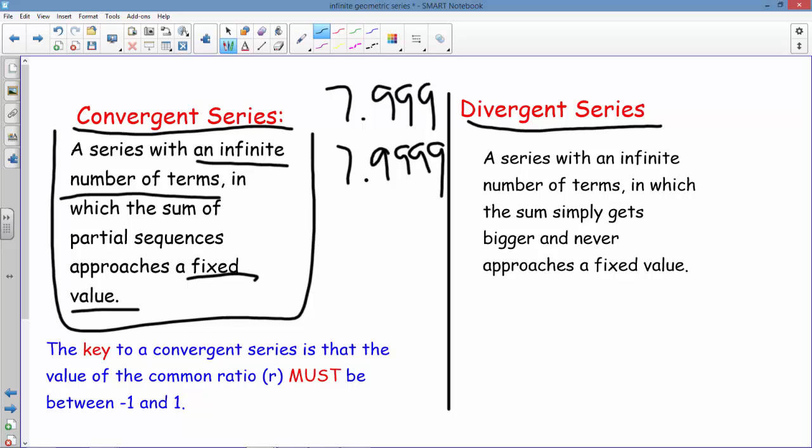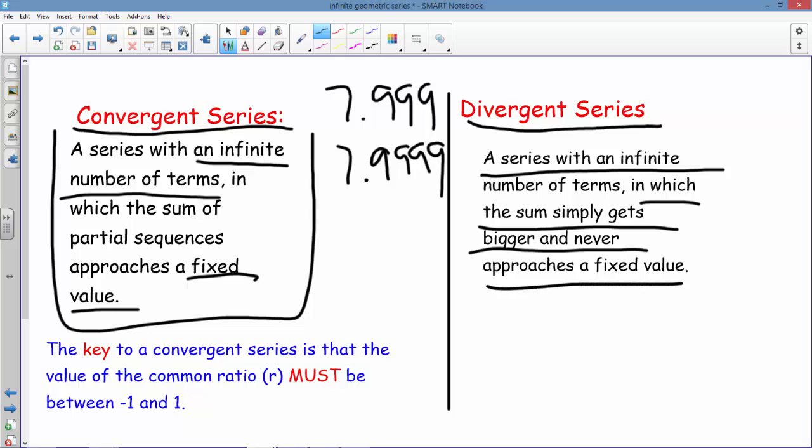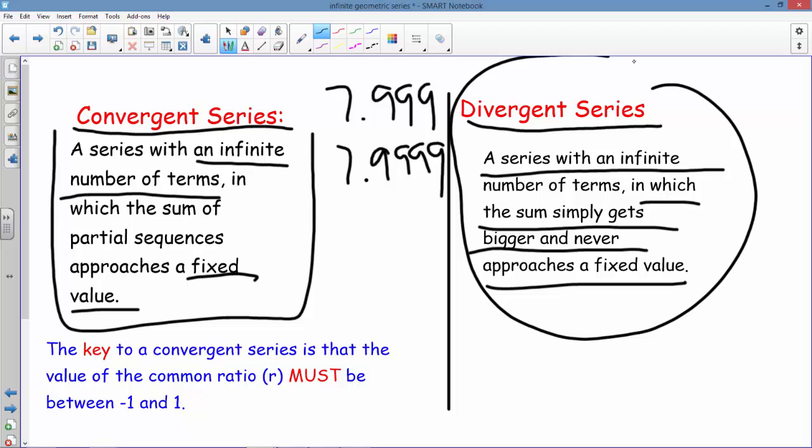Okay? Now, a divergent series, on the other hand, is still an infinite series in which the sum simply gets bigger and bigger and never approaches a fixed value. Okay? We do not know how to find the sum of these. We do know how to find the sum of these. Important: we can find the sum of a convergent series. We cannot find the sum of a divergent series.